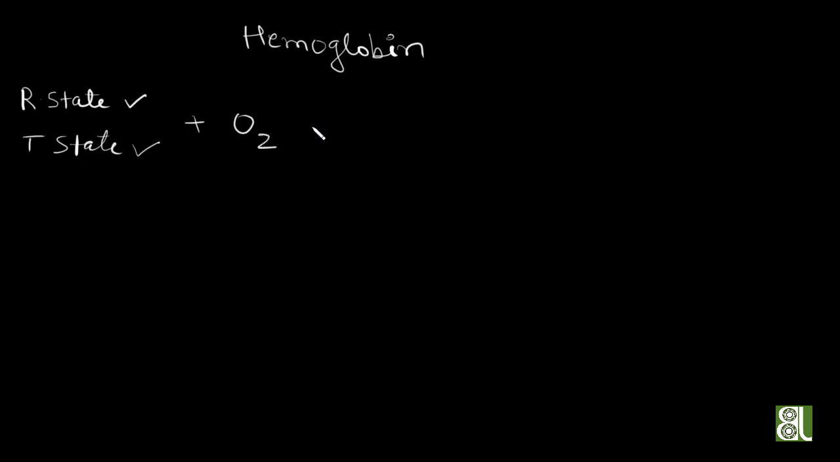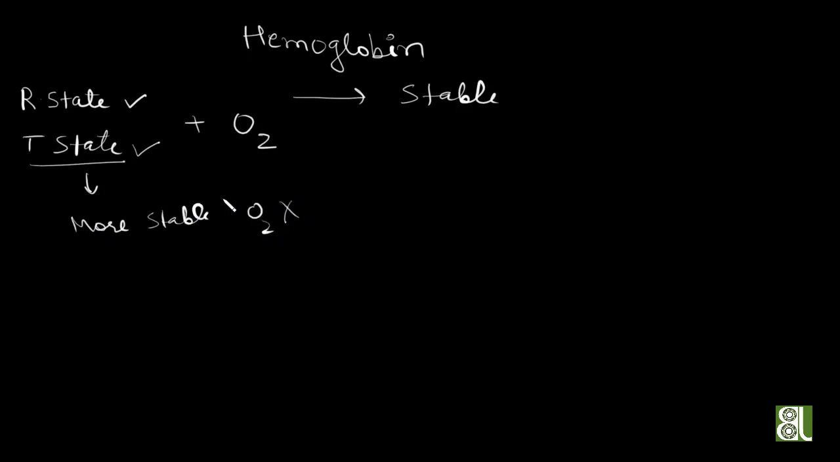But the thing is, the oxygen binding to R state makes it more stable. If oxygen binds to R state, it makes it more stable. And if we talk about T state, then T state is more stable when the oxygen is absent. Oxygen is not there. So that is the deoxyhemoglobin.